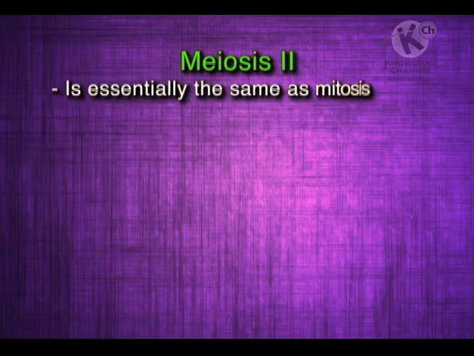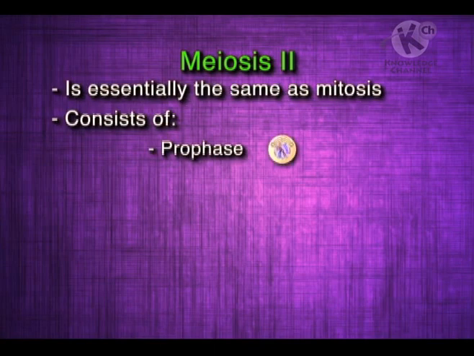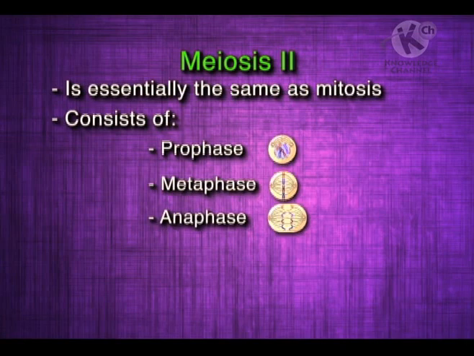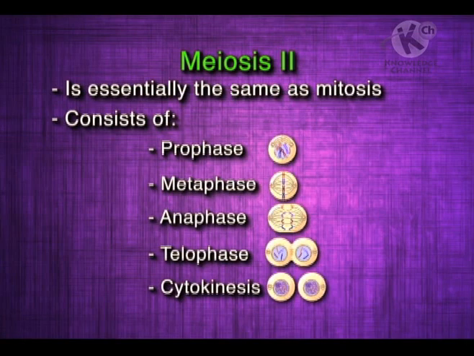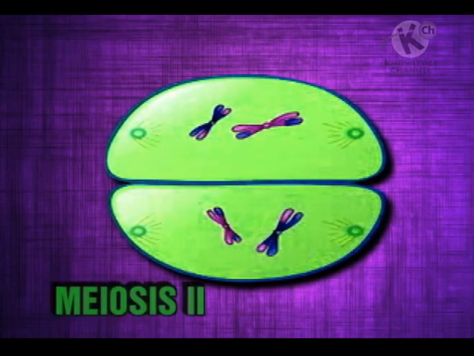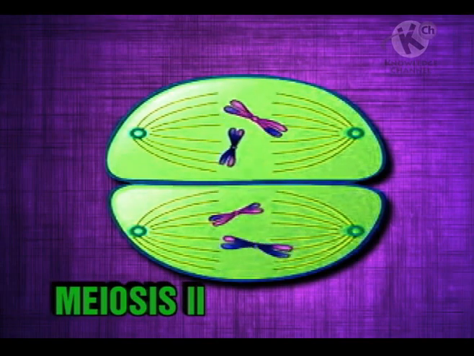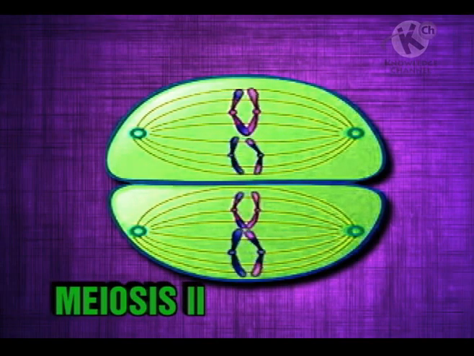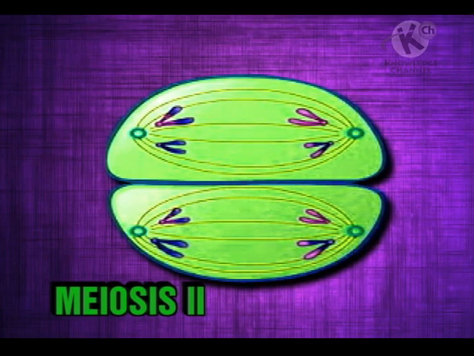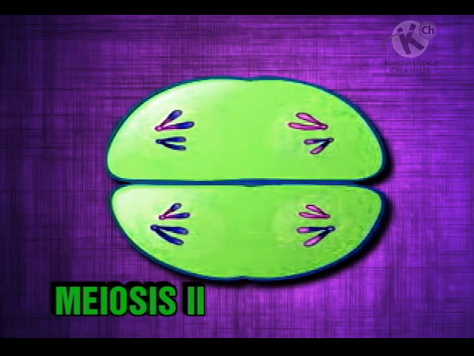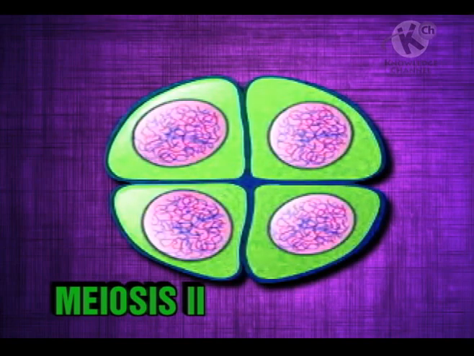Meiosis 2 is essentially the same as mitosis. It also consists of prophase, metaphase, anaphase, telophase, and cytokinesis. The only difference is that meiosis 2 starts with haploid cells. At the end of this process, 4 new daughter cells are produced, each with a haploid number of chromosomes.